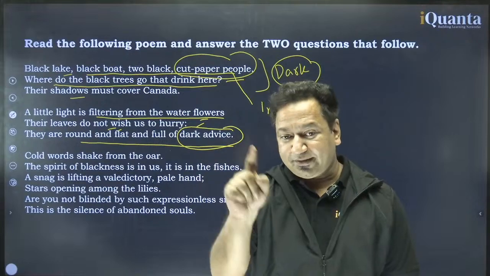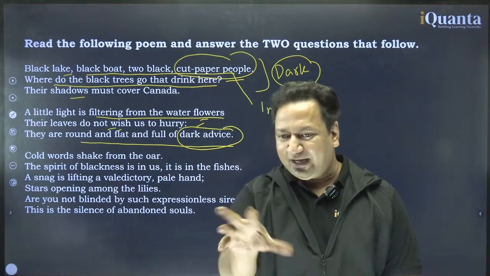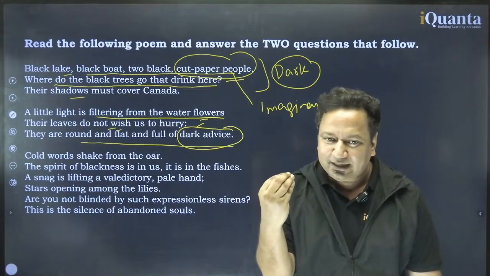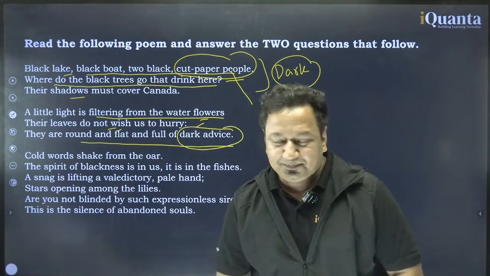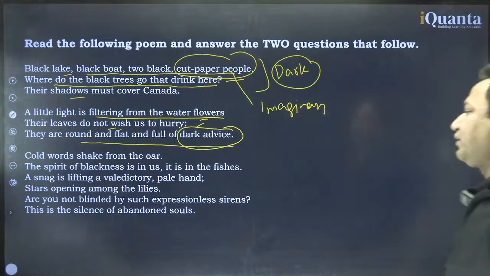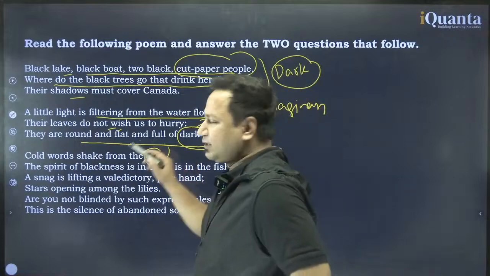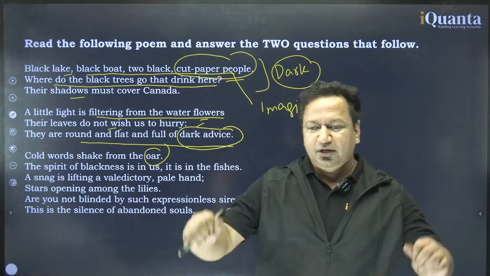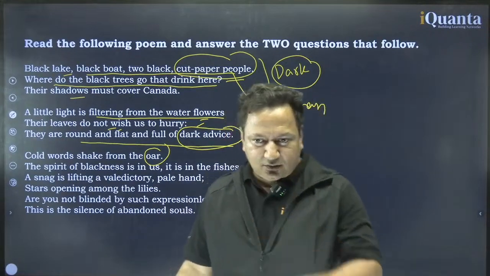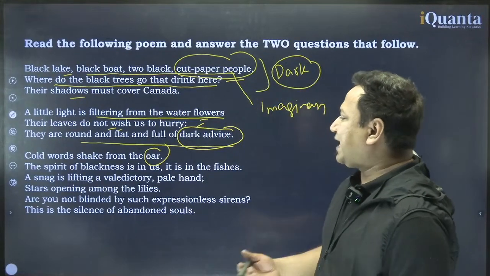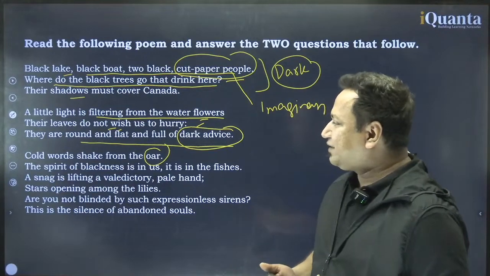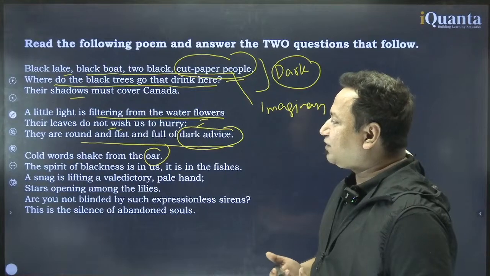And if you understood this part, tell me in some way, not just yes, that this is something which you felt was kind of enlightening. Yes or no? Right? Then, cold words shake from the oar. What are oars? Through which you navigate or maneuver the boat through water. The spirit of blackness is in us. It is in the fishes. It's everywhere. Cold words shake from the oar.